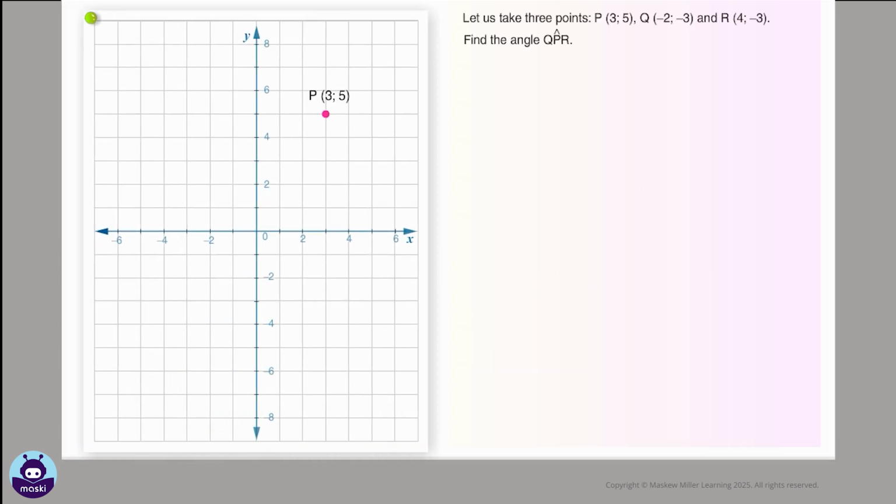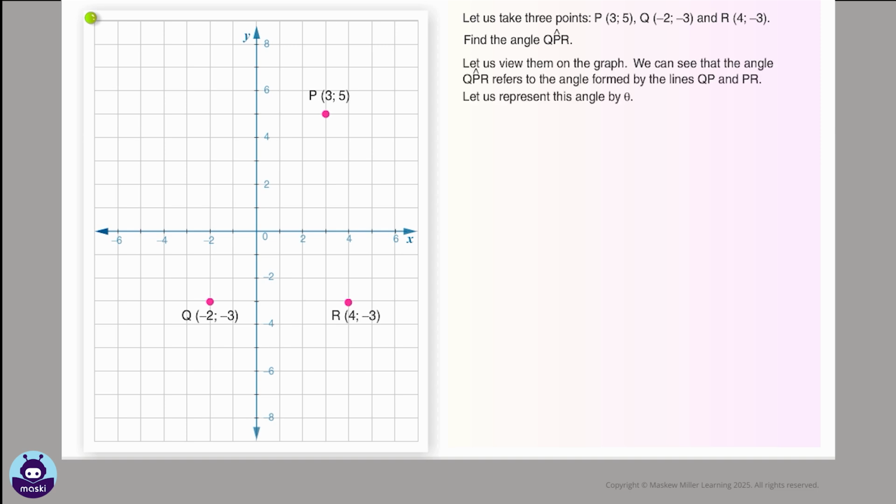Let us take 3 points, P (3, 5), Q (negative 2, negative 3), and R (4, negative 3). Find the angle QPR. Let us view them on the graph. We can see that the angle QPR refers to the angle formed by the lines QP and PR. Let us represent this angle by theta. We first calculate the individual angles of inclination for the two lines QP and PR.